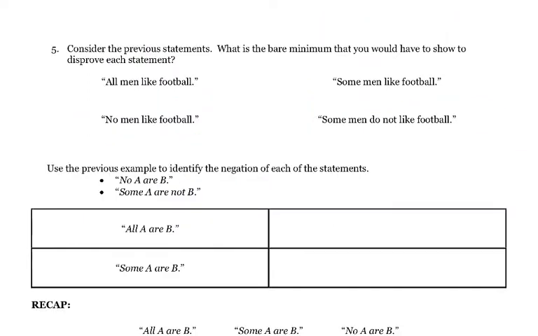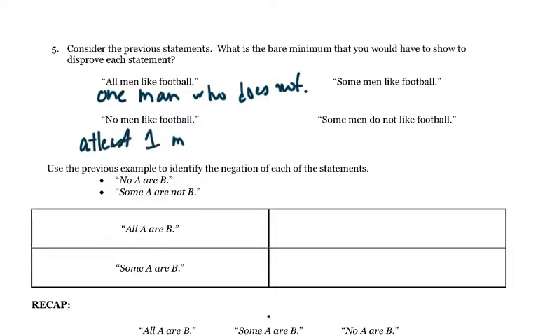Looking at those previous statements, we want to think about what's the bare minimum that you would have to show to disprove each statement. So if you were to say all men like football, what would you have to do to show that that's not true? Well, you would just have to find at least one man who does not like football. Okay? If you had the statement no men like football, in order to disprove that statement, all you'd have to find is at least one man who does.